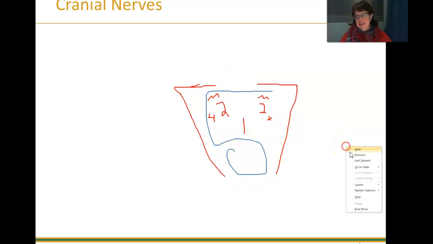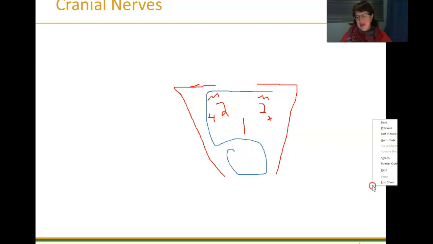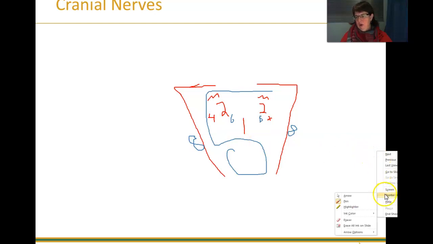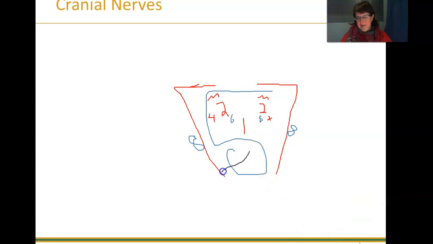Now 6, let's go back and make 6 the teardrops in your eyes. And we already used 7 because that's the side of the face. 8 is the ears. Then what I want you to do is draw a tongue coming out of the mouth.